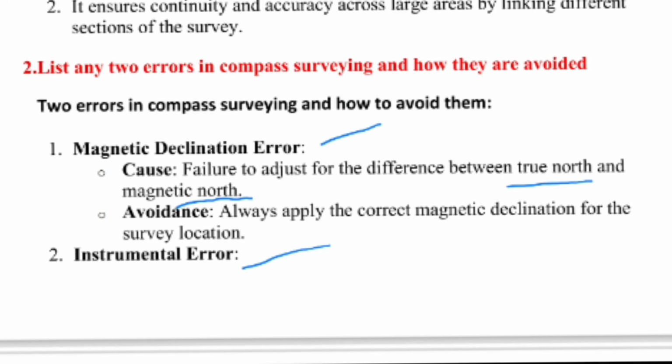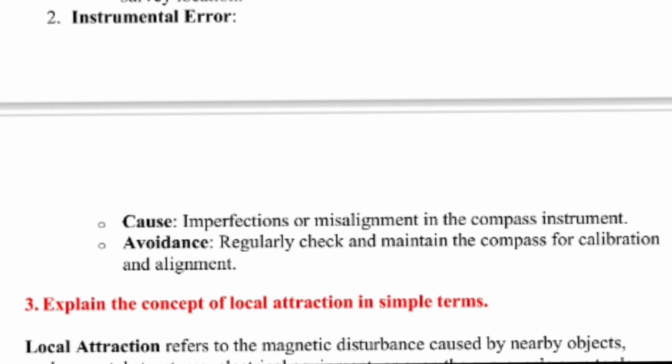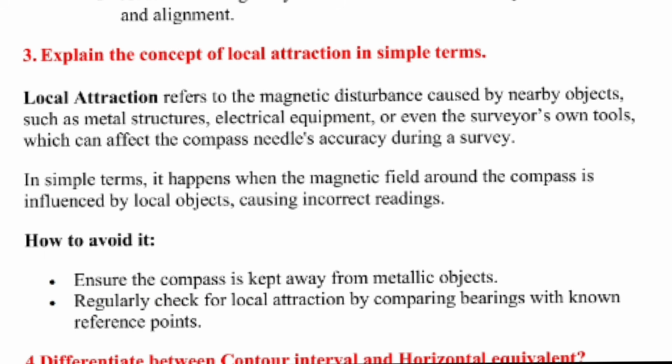In a survey location, whatever magnetic declination corrections apply, you always have to apply them. Next, instrumental error is due to imperfection and misalignment of the compass instrument, so regularly check the maintenance and calibration of the compass, whether it is aligned or not. And explain local attraction in simple terms.